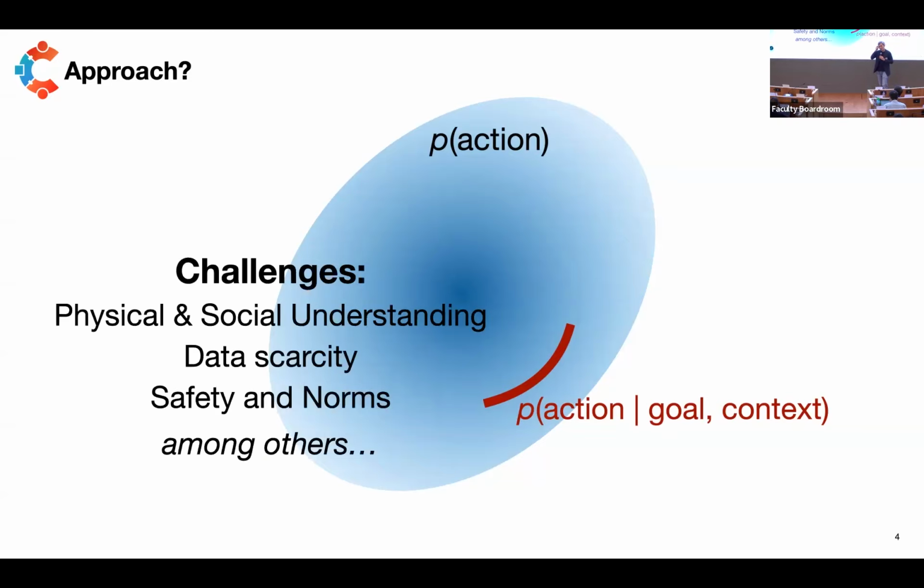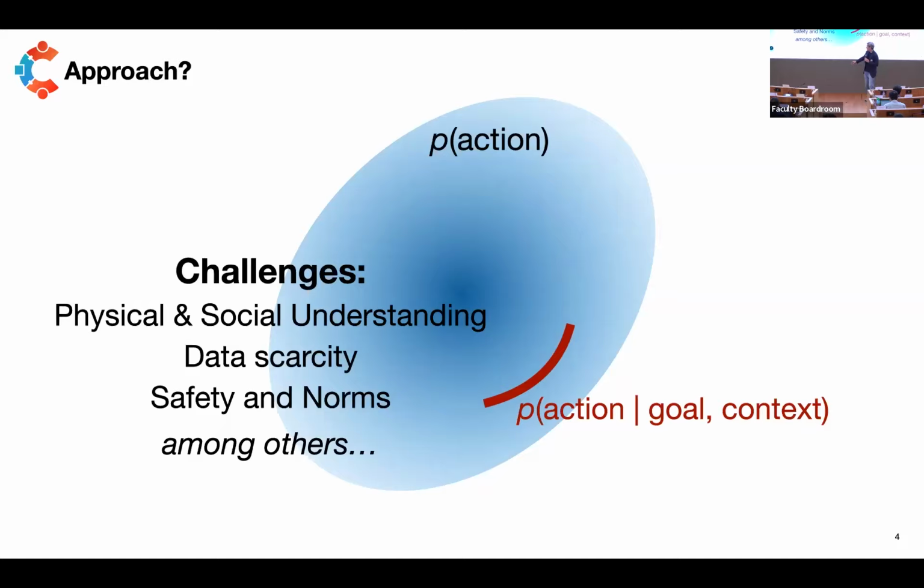It is because in order to generate appropriate actions, you need to have an understanding of the world, both physically and, if you're interacting with people, socially as well. We don't just arbitrarily take actions with people. There are established norms that we have to follow.